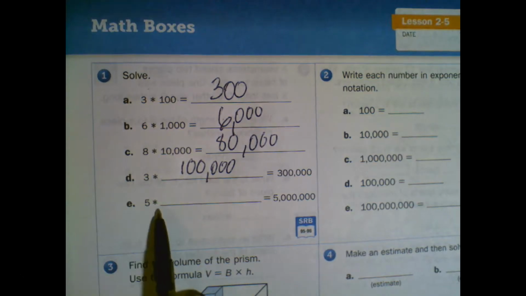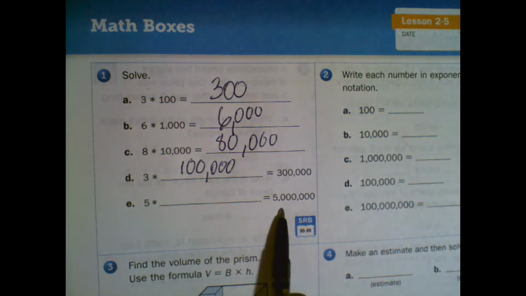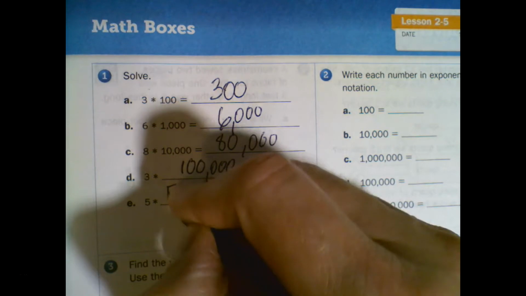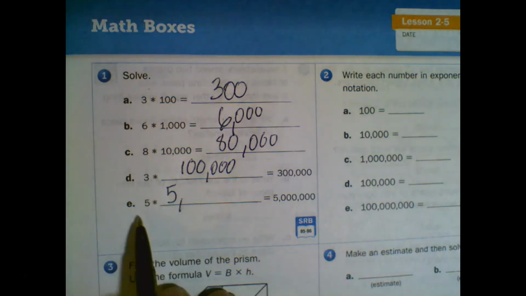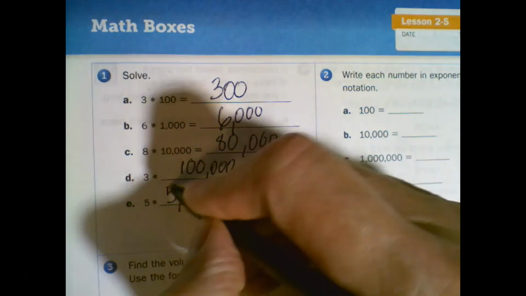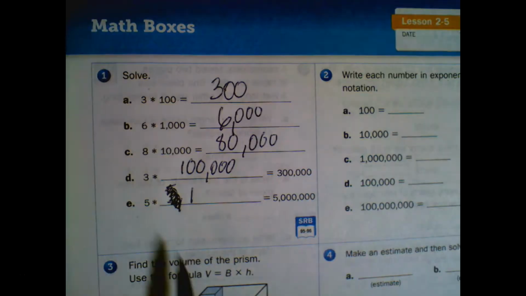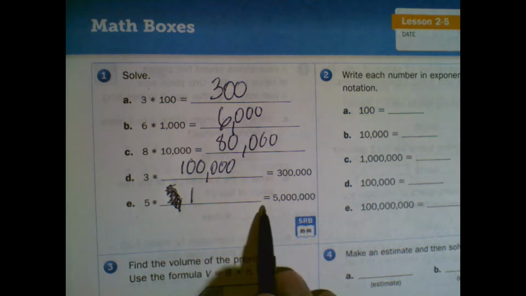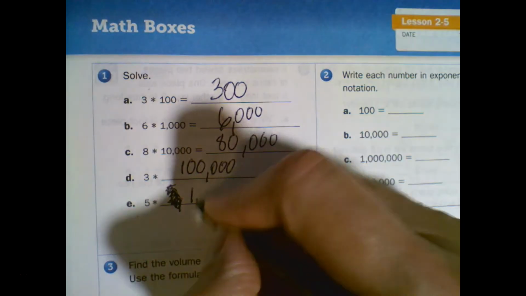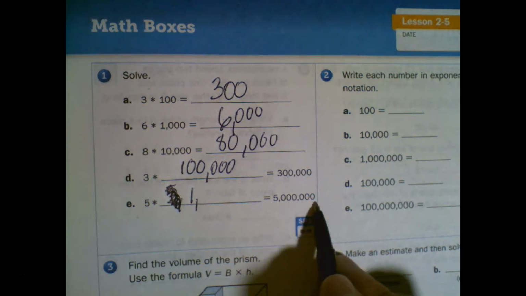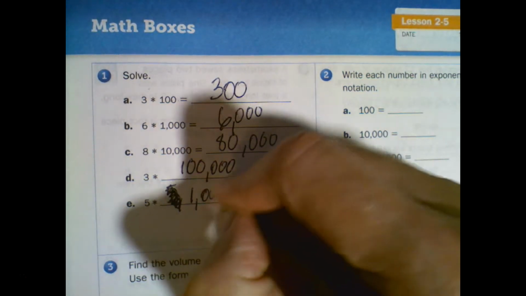And 5 times what number will give me 5 million? Well, it should be 5 times a million, and 5 times 1 should be 1 million. 5 times 1 is 5, and I need 1, 2, 3, 4, 5, 6 zeros.